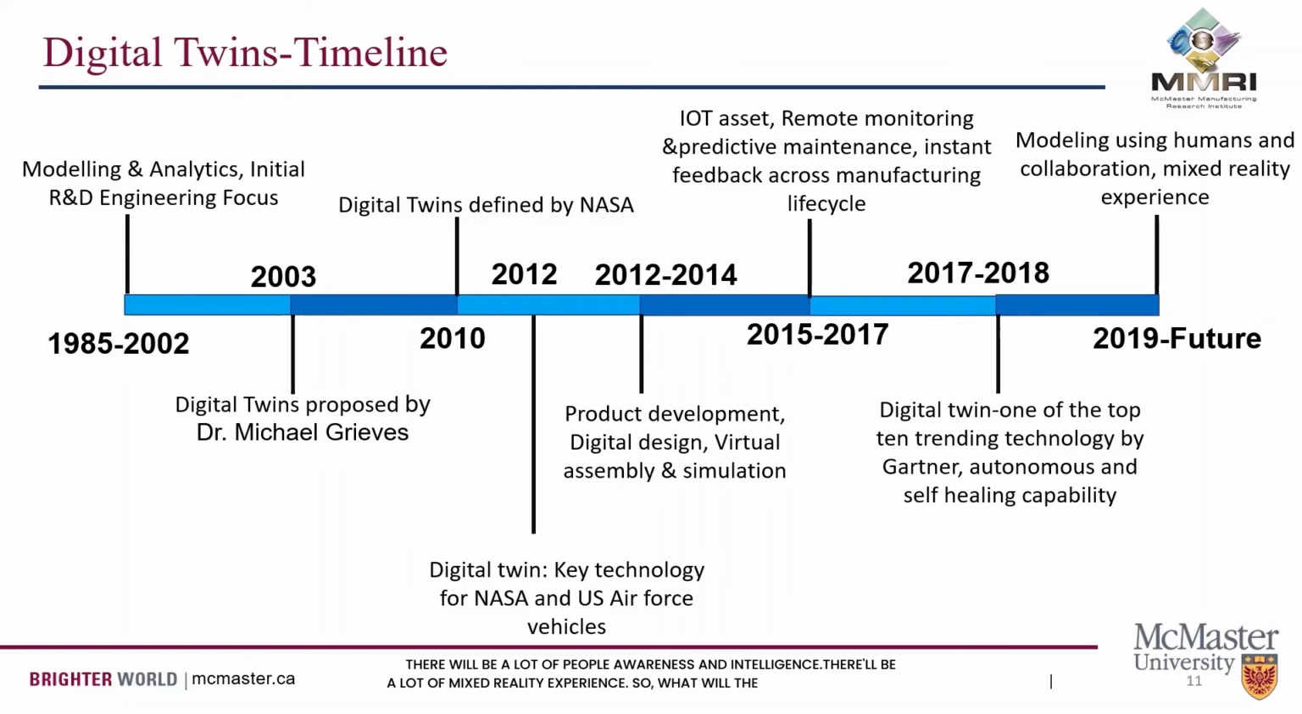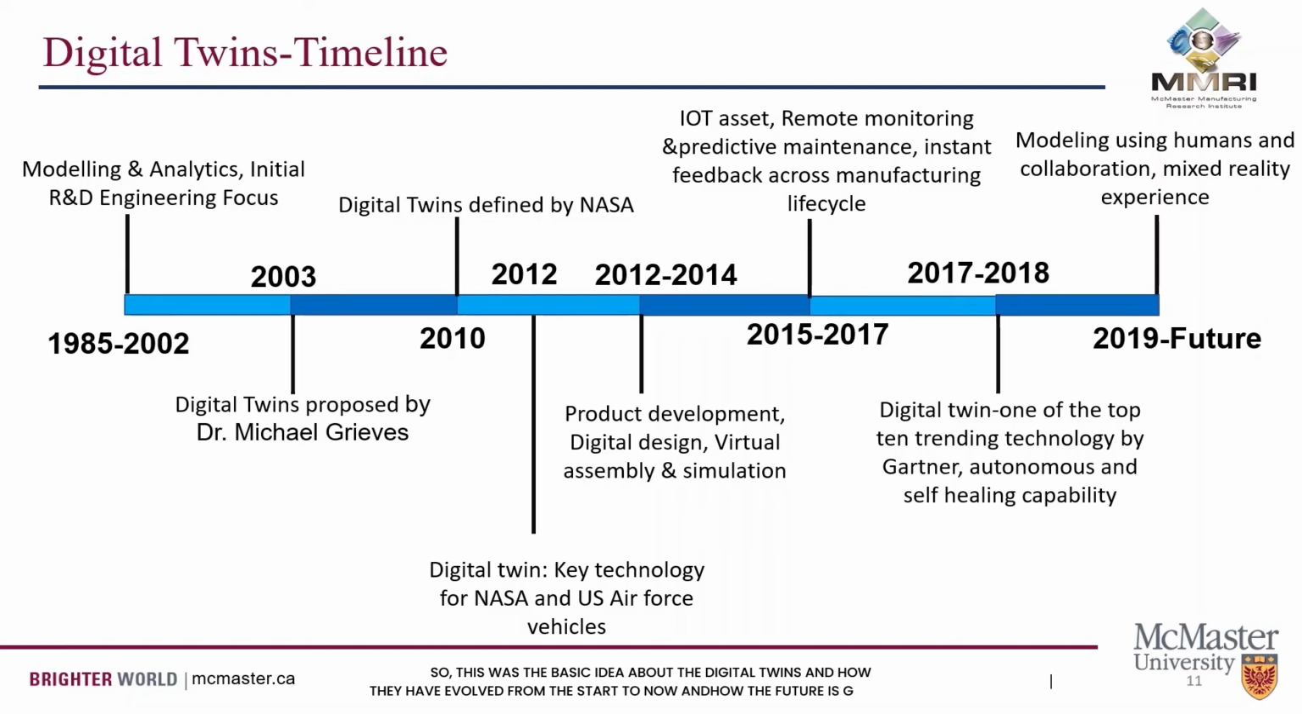So what will the digital twin bring in? It will give organizations the visibility and the insight to operate the machine. The data gathered from the sensors is going to make their business better and more powerful. We can also expect what could go wrong, and this can be avoided in the future. So this was a basic idea about digital twin and how it has evolved from the start to now, and how the future is going to be.